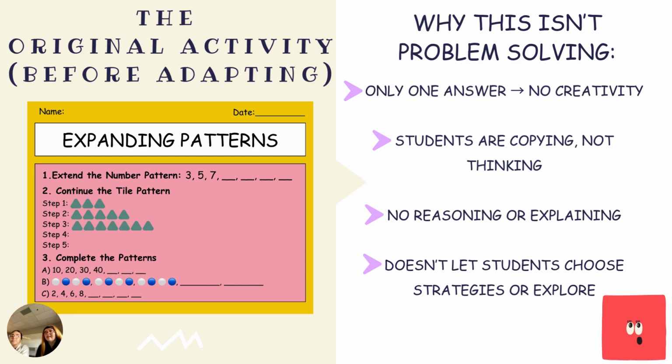We noticed that in this version, there's only one correct answer. There's no room for student creativity, reasoning, or different strategies. It also doesn't show whether students truly understand how the pattern grows. They could just be copying without noticing the rule.